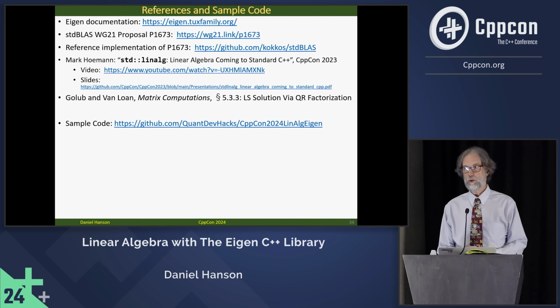I will have sample code available for this presentation. I haven't put it out there yet, but I will. I also provide some additional examples like singular value decomposition and some other things. So it's this plus a little more.